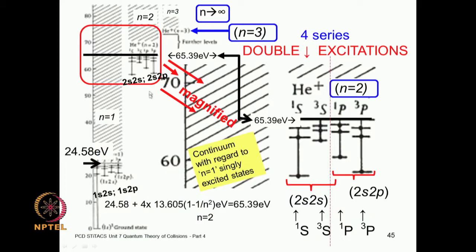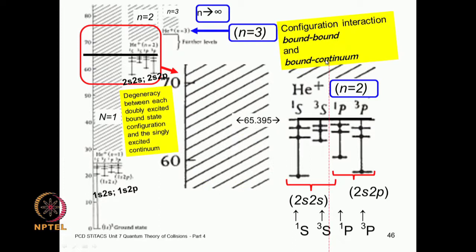Now, if you look at the doubly excited configuration, here is a magnification of this part, based on 2s2s, 2s2p, etc. For the 2s2s, you have a singlet and a triplet. Likewise for the 2s2p, you will have a singlet and a triplet P. So you will have a number of Rydberg series coming out of this. Here is again a magnification. There are actually four Rydberg series in the double excitations.